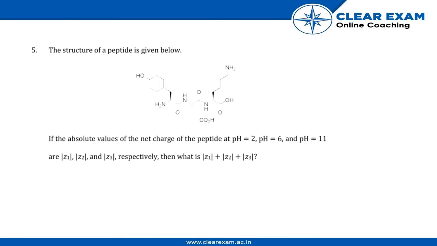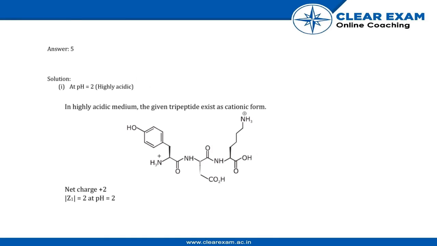Hello everyone, so the question given is: the structure of the peptide is given below, and this is the structure. If the absolute values of the net charge of the peptide at pH equals 2, pH equals 6, and pH equals 11 are |Z1|, |Z2| and |Z3| respectively, then what is |Z1| + |Z2| + |Z3|? Now, the answer equals 5.